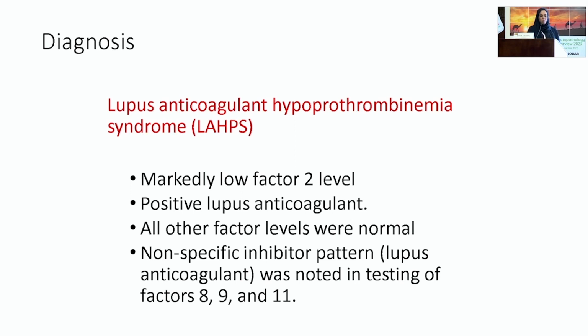As we summarize, we have a markedly low factor 2 level, a positive lupus anticoagulant. It was actually strongly positive. All other factors within normal. Non-specific inhibitor pattern was noted in the testing of 8, 9, and 11.